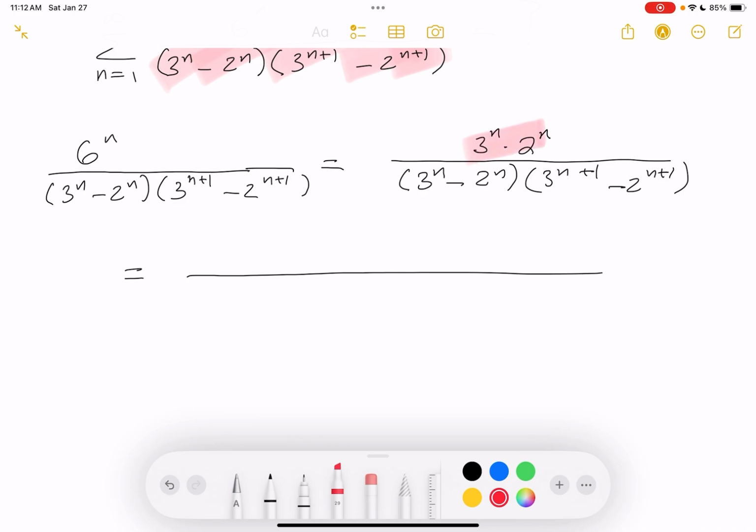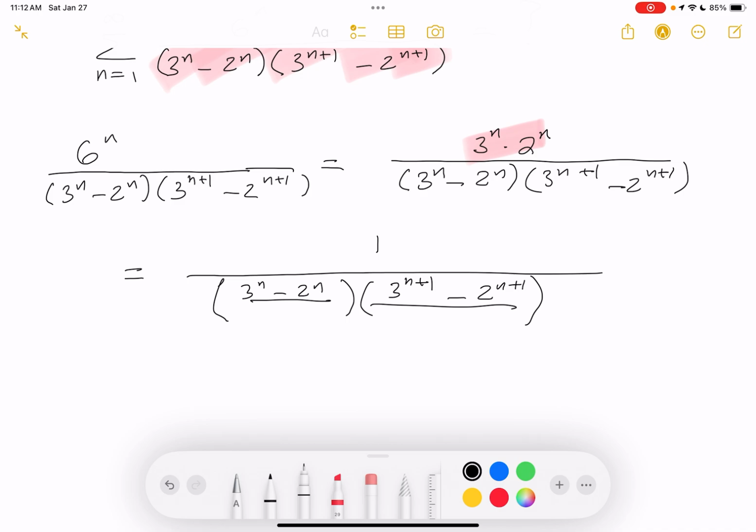So if I divide the top by that factor, I would get 1. If I divide the bottom, I'm going to split it into 2 separate factors. Let me write this down for you. So 3 to the n minus 2 to the n. I'll divide it by one of those factors, and this is 3 to the n plus 1 minus 2 to the n plus 1.